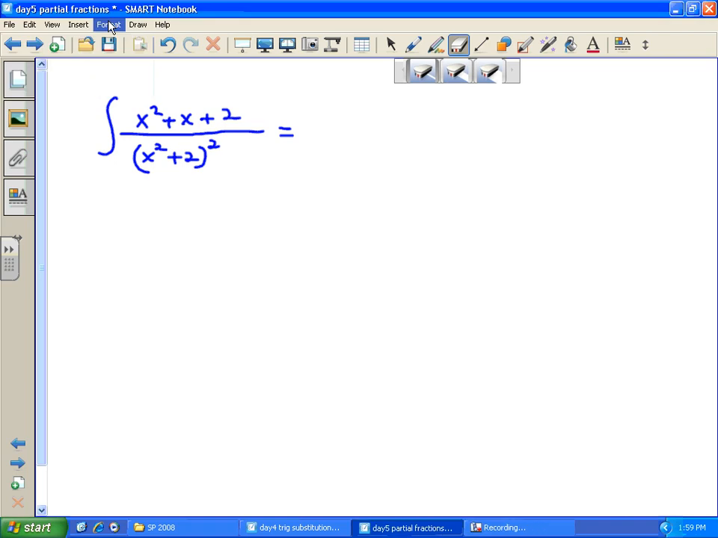Okay, so this is an example with a repeated irreducible quadratic, right? A repeated irreducible quadratic. So we know that it has to have two separate fractions because the highest power of the bottom is the second power. So we're going to have, and each of these fractions should have what in their numerators? Something like ax plus b, right? Because the bottom is irreducible quadratic.